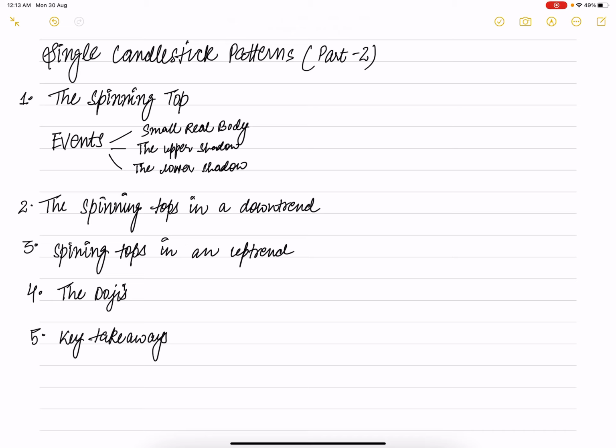However, when you see the spinning top concerning the chart trend, it gives out a compelling message based on which you can position your stance in the market. So this is all about the spinning top.